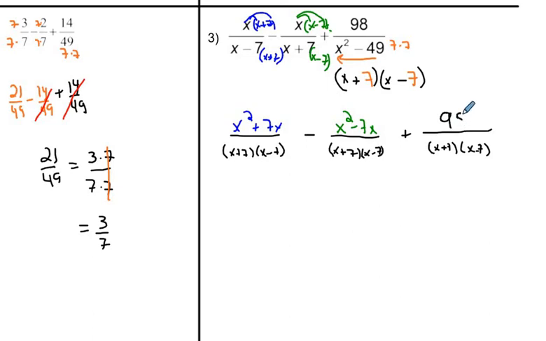And the 98 didn't change because it had the LCD. So don't forget, the LCD is sometimes asked, and you can see it very clearly here. The LCD is all throughout all of this. It would be x plus 7, x minus 7.